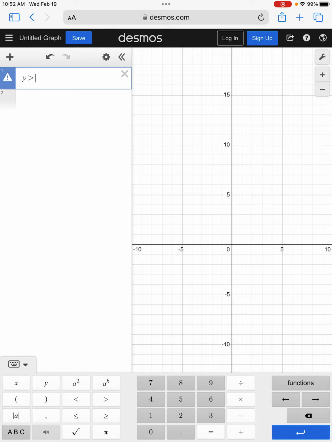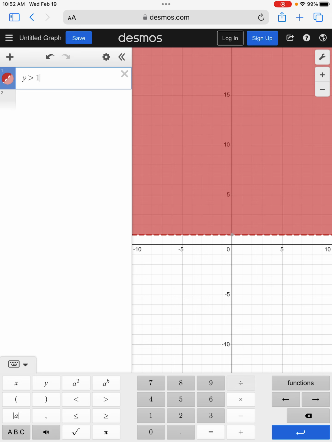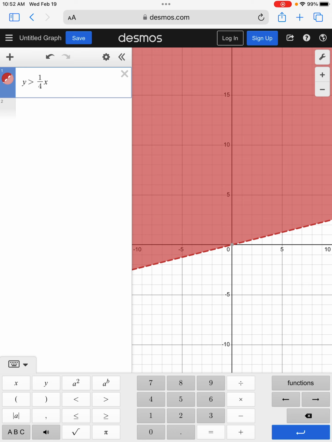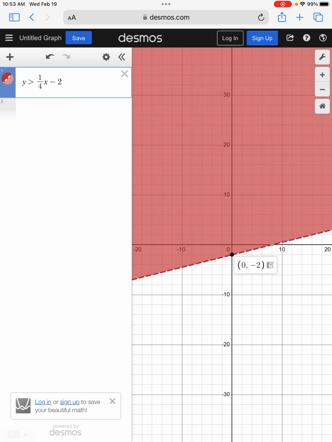So the inequality we would graph is y is greater than, so you just click the buttons, and then 1/4, and then click over, x minus 2, and then wow, look, it just gives us the whole entire thing. So we can see exactly where the line is. We can see that it's dashed. We can see the solution region. It helps us identify some points we should put onto the graph.